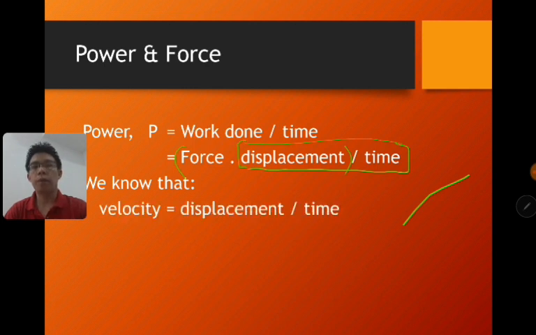Therefore, for a case where we have, let's say, the engine in a car that is trying to move the car, it exerts a force on it that causes the car to move at a certain value of velocity. Then we can calculate its power at that moment as equal to the force that it exerts on the car times the velocity that the car is moving at.